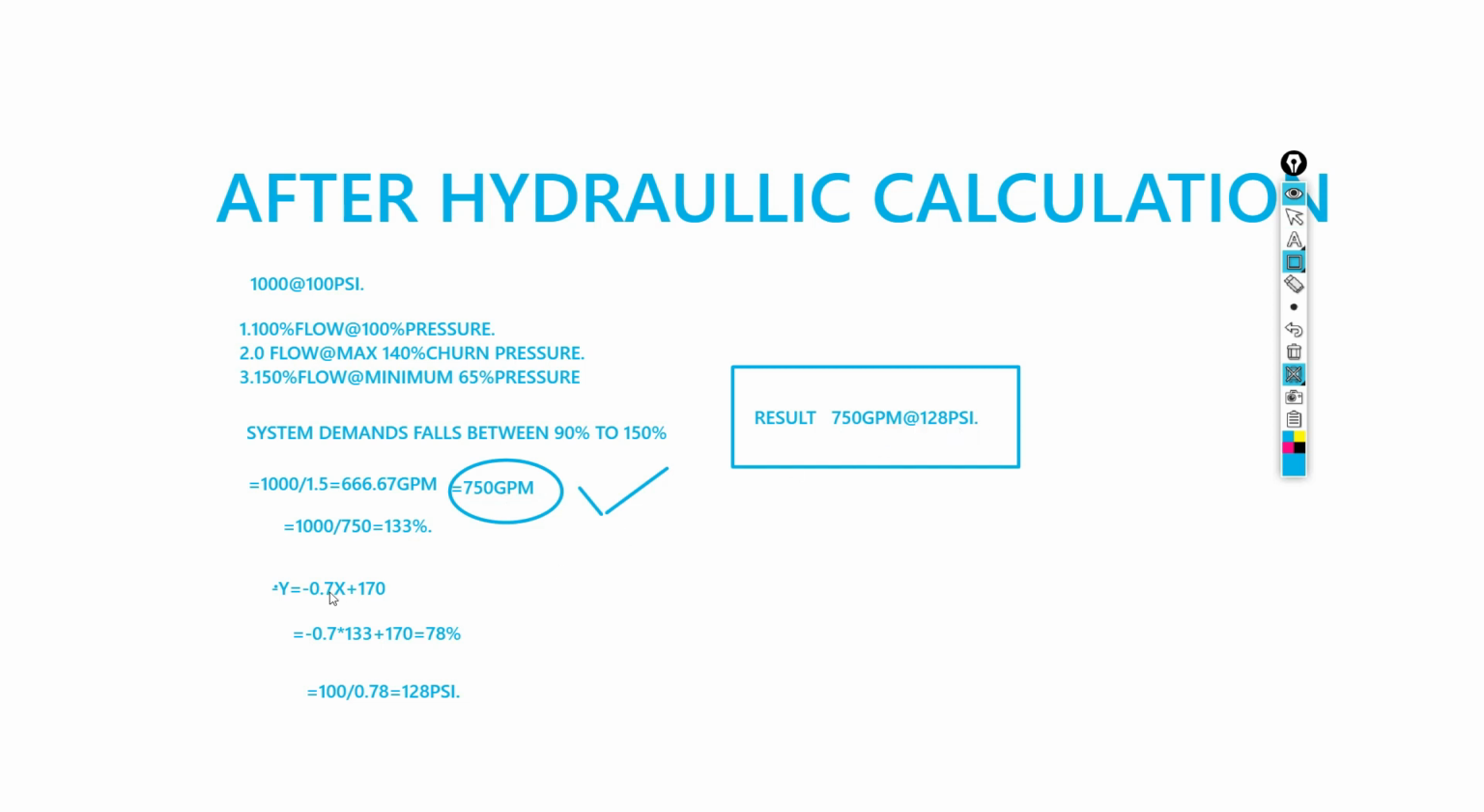This is the formula if we don't have the pump performance curve to select the efficiency of the pump. We will use this formula to calculate the percentage of the pump, and after calculating we will divide, and finally we will get the pump. So here, 750 GPM at a rate of 128 psi.